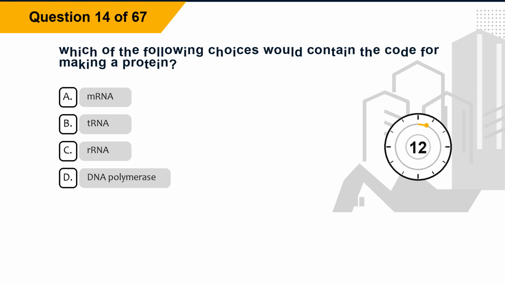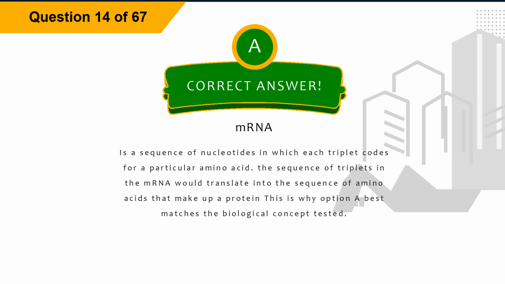Question 14. Which of the following choices would contain the code for making a protein? Option A, mRNA. Option B, tRNA. Option C, rRNA. Option D, DNA polymerase. The correct answer is option A, mRNA. Explanation. mRNA is a sequence of nucleotides in which each triplet codes for a particular amino acid. The sequence of triplets in the mRNA would translate into the sequence of amino acids that make up a protein. This is why option A best matches the biological concept tested.